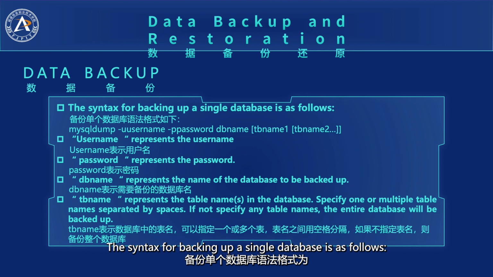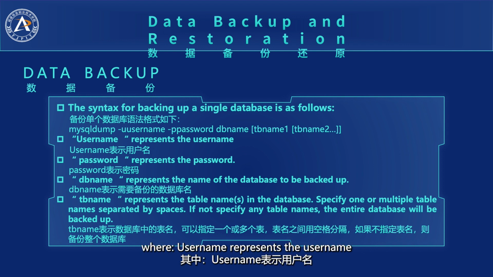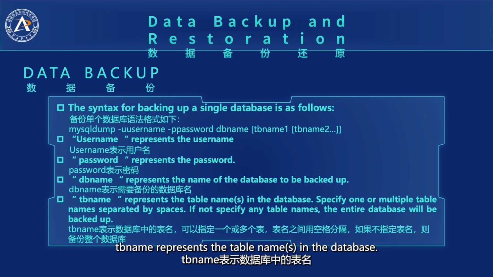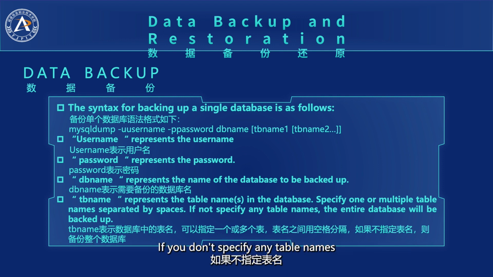The syntax for backing up a single database is as follows. mysqldump username password dbname tbname1 tbname2, where username represents the username, password represents the password, dbname represents the name of the database to be backed up, tbname represents the table names in the database. You can specify one or multiple table names separated by spaces. If you don't specify any table names, the entire database will be backed up.